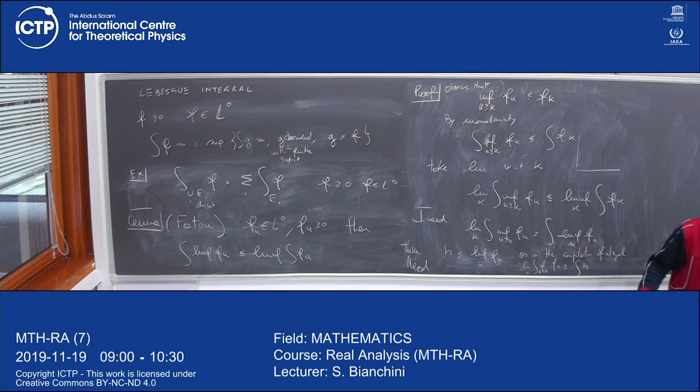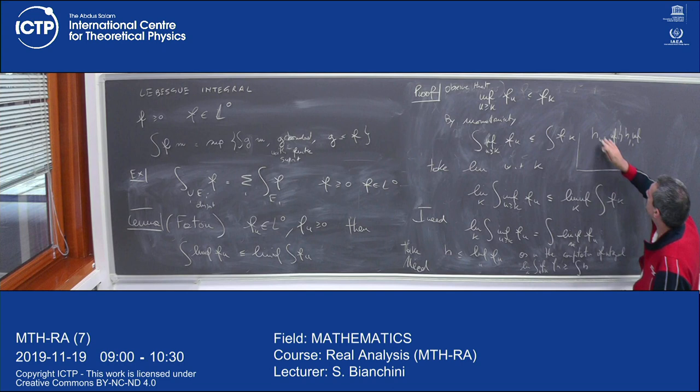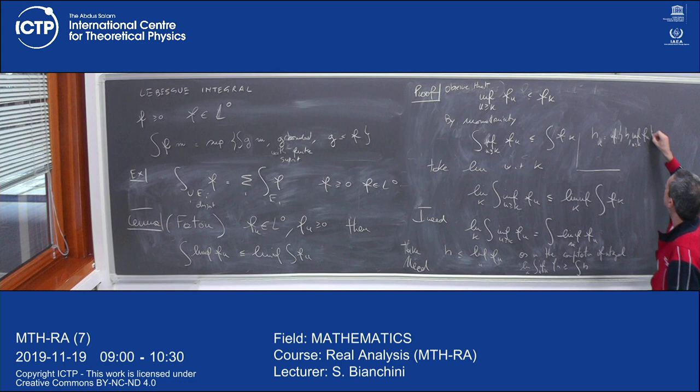Okay, let me say h_k is the infimum of h and the infimum of f_n for n larger than k. So is h_k bounded? That means positive. So it's bounded, bounded by h. In particular, the set where it is different from zero is of finite measure because I chose h accordingly.